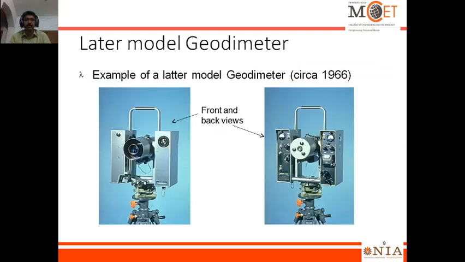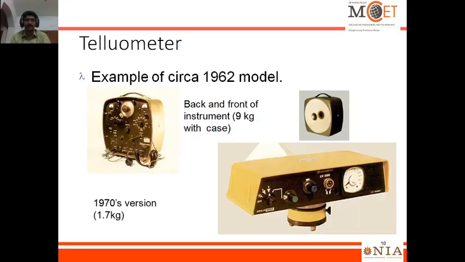Later model geodimeter, developed in 1966. It is less reduced in weight. Both the front view and the back view you are seeing, with the telescope-like model where the signals are sent and received and further processing is done. Next comes the tellurometer.